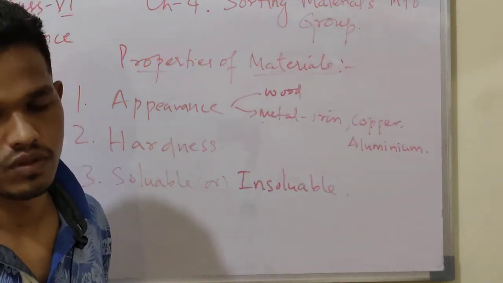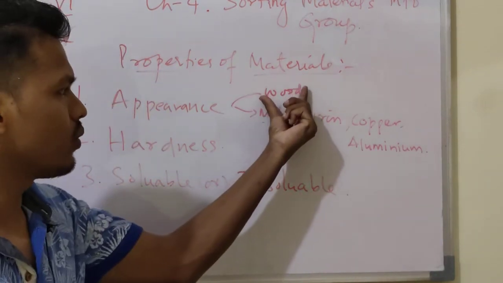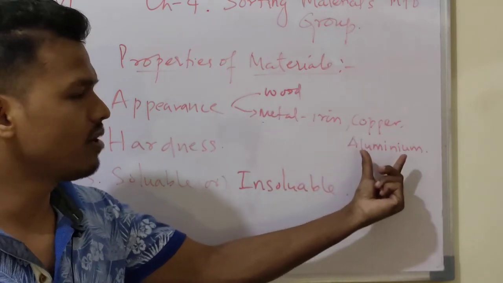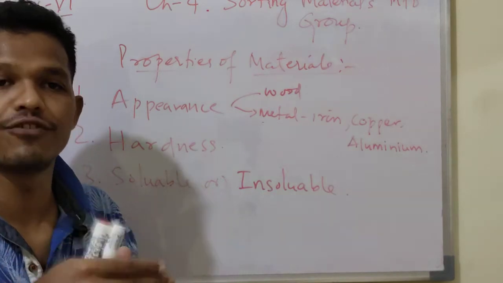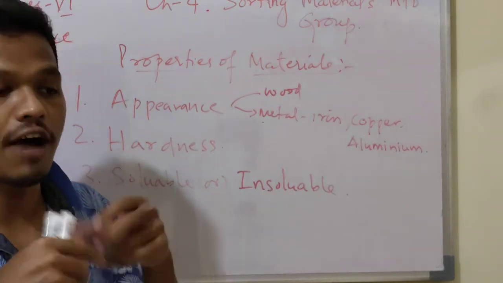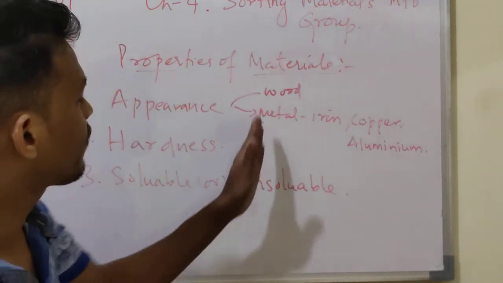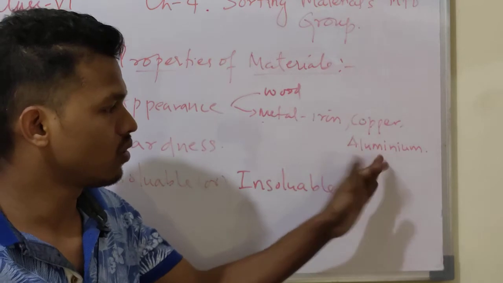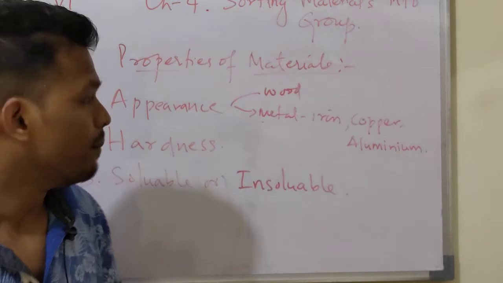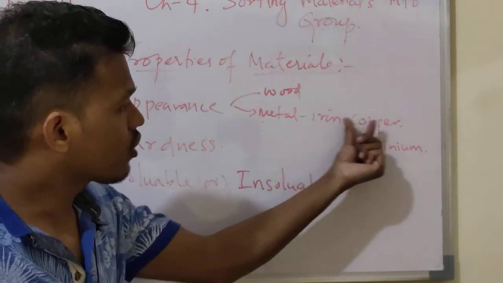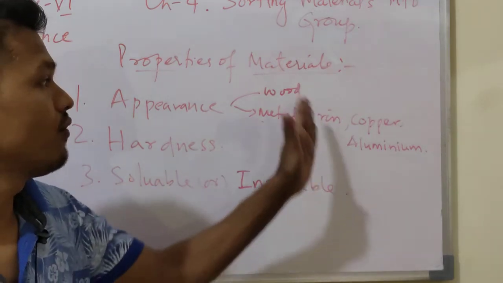No. Got it now? Materials usually look different from each other. Metals like iron, copper, aluminum, or cloth, and many other things, all appear different from one another. Wood looks very different from metals such as iron, copper and aluminum. Their appearance is different. But iron, copper and aluminum have similar properties, unlike wood.